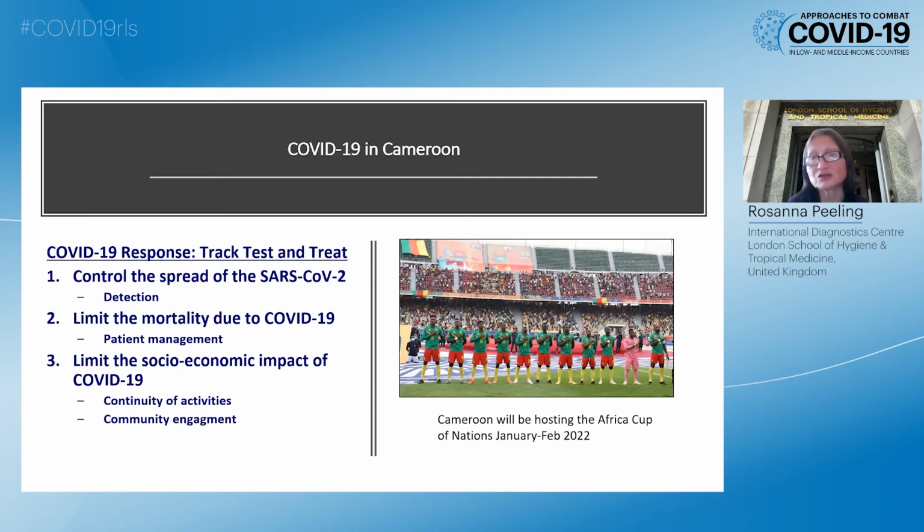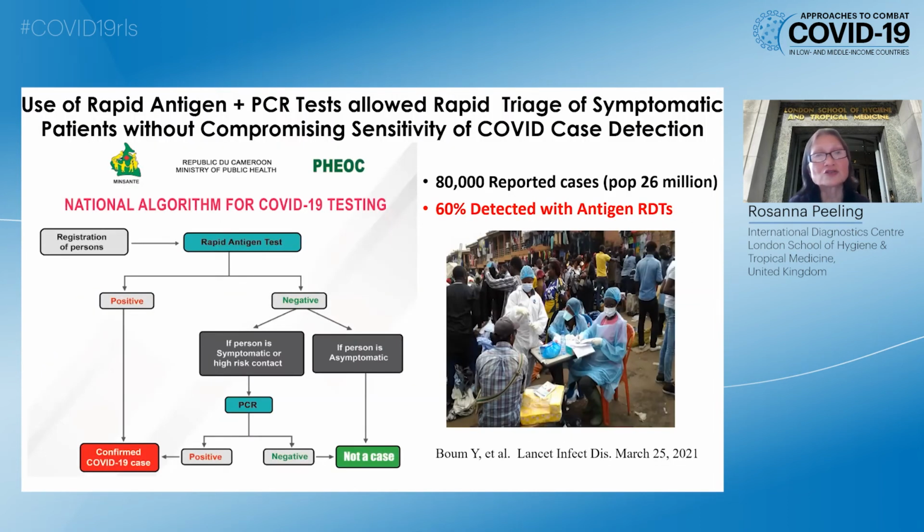Cameroon would be hosting the Africa Cup of Nations in January of next year, and they need to have a strategy for a safe event. So the government of Cameroon decided that the national algorithm for COVID testing will start with an antigen test, and those who are positive will be isolated as a case, and those who are negative need to be confirmed by PCR. This resulted in 60% of the cases being detected with antigen tests with no compromise in terms of sensitivity of case detection, because all those who are negative are tested by PCR. And so this saves the government a lot of money and allows for community triage in a very efficient manner.